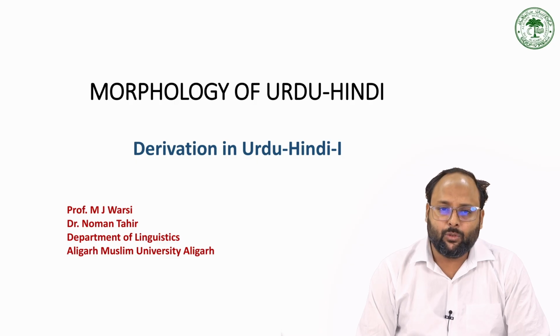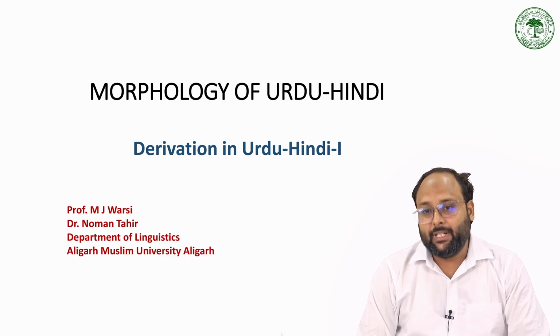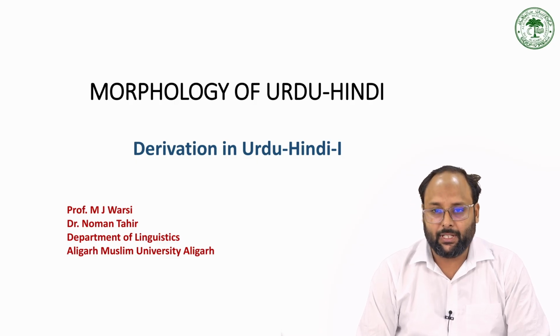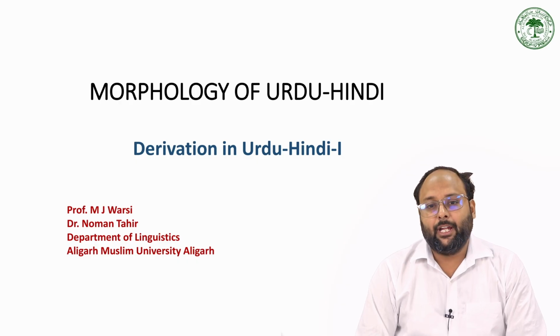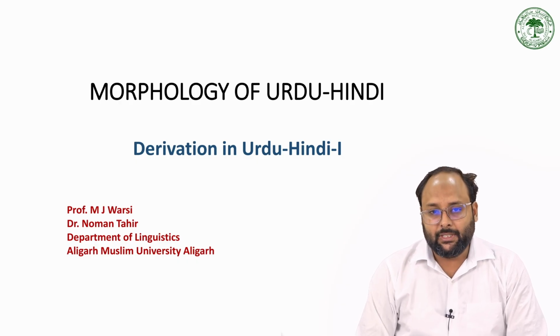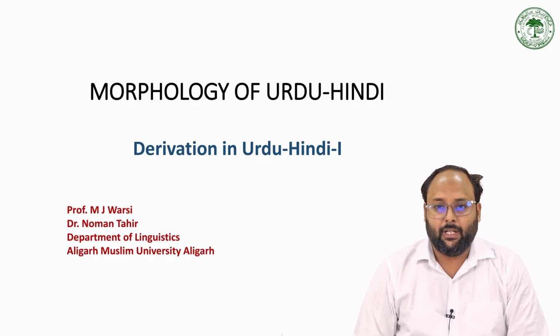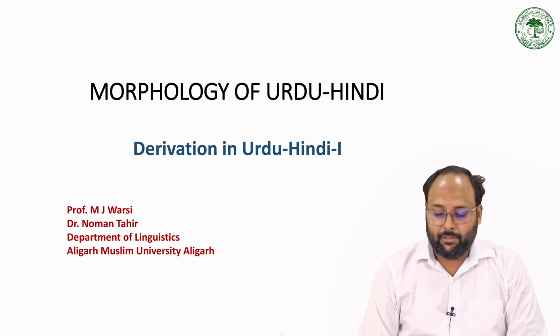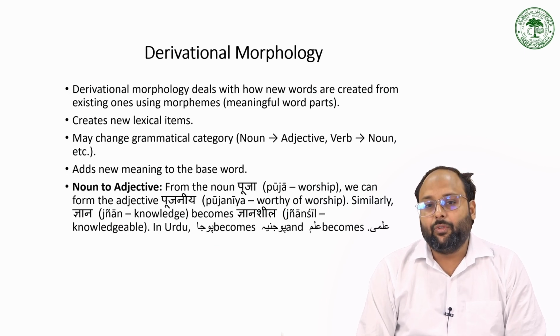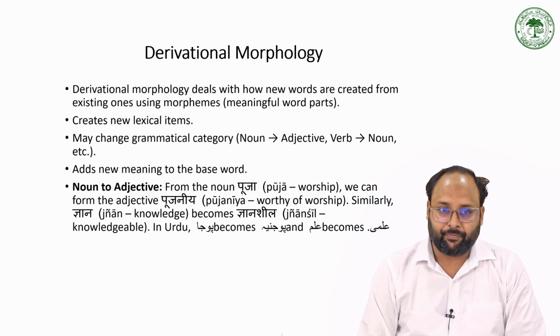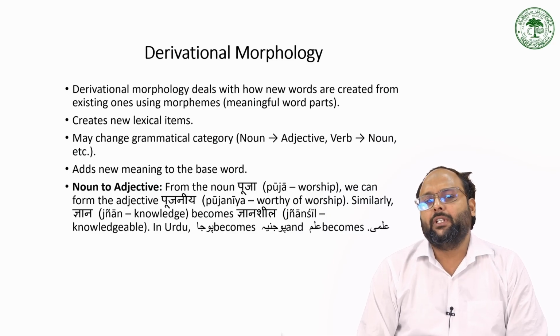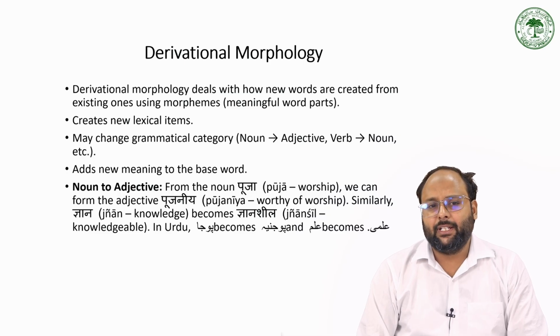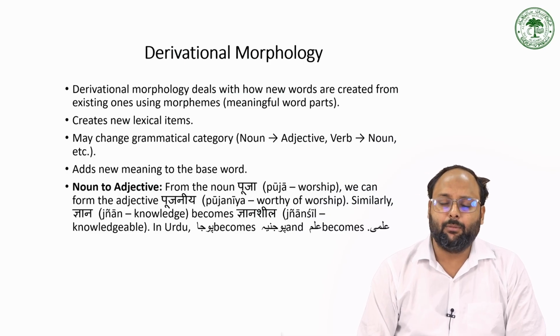And we are also deriving new meaning sometimes, the meaning of negation and many more. So these are the examples and these are the processes that come under derivation. Basically, in derivation we are deriving new words or new meaning by the process of suffixation. Derivational morphology deals with how new words are created from existing ones using morphemes.